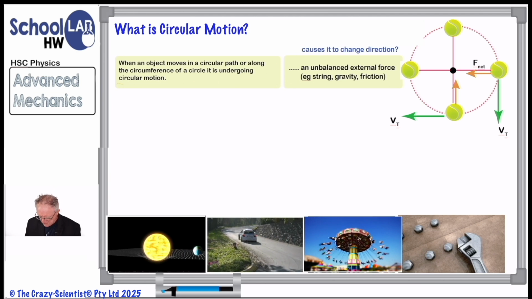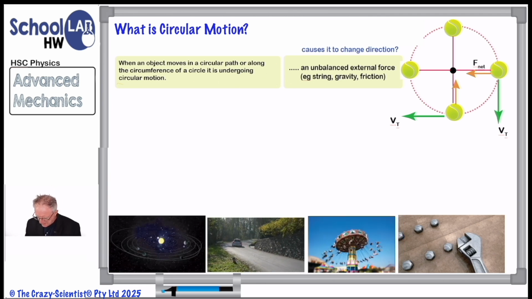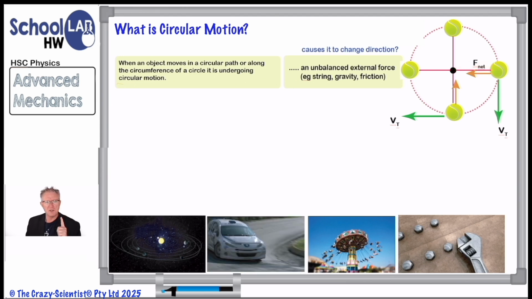If we have a look at this tennis ball here, we can see that we've got a string pulling on that tennis ball. And if that string wasn't there, then that tennis ball would keep going in a straight line, according to Newton's first law of inertia. Objects that are in motion continue in a straight line unless acted upon by an unbalanced external force. So if I throw this in space, it keeps going forever in a straight line.